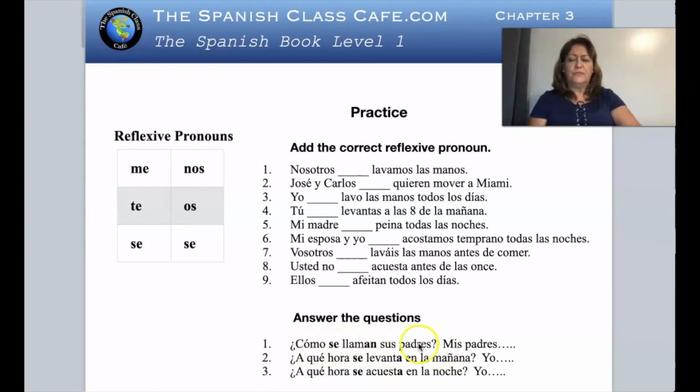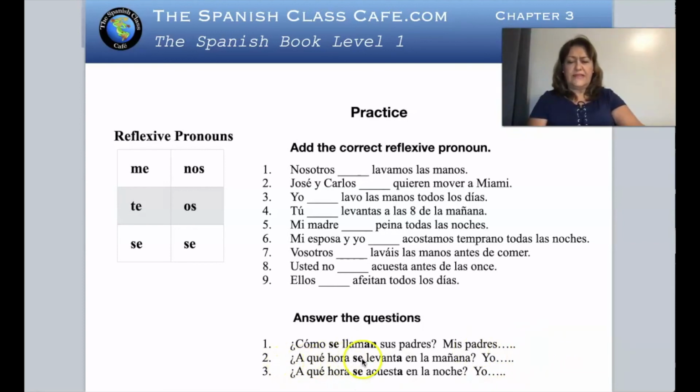Now we have questions. It is also the same. If the question is about a reflexive action, then you do need to use the reflexive pronoun. And we have here, ¿cómo se llaman sus padres? What are your parents' names? Then that will be, parents will be right here, plural, and it will be se. It looks like we use the same se in the question as we will use in the answer. And the answer will be, mis padres se llaman Rodrigo y Leonor. My parents' names are Rodrigo and Leonor.